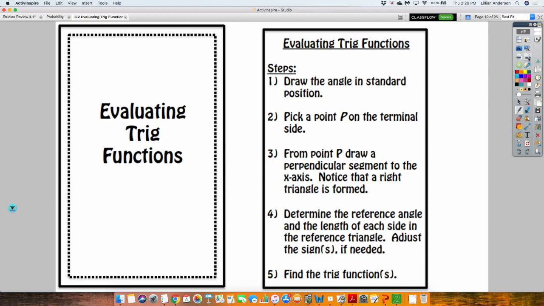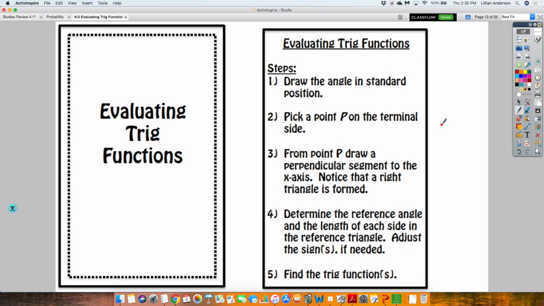Now let's get to the evaluating. Let's get to some fun parts, okay? There are 5 steps for evaluating trig functions of any angle, all right? You want to draw the angle in standard position. Standard position means the initial side should be where? On the positive x-axis. Your terminal side should be in one of the 4 quadrants, depending on what the angle is.